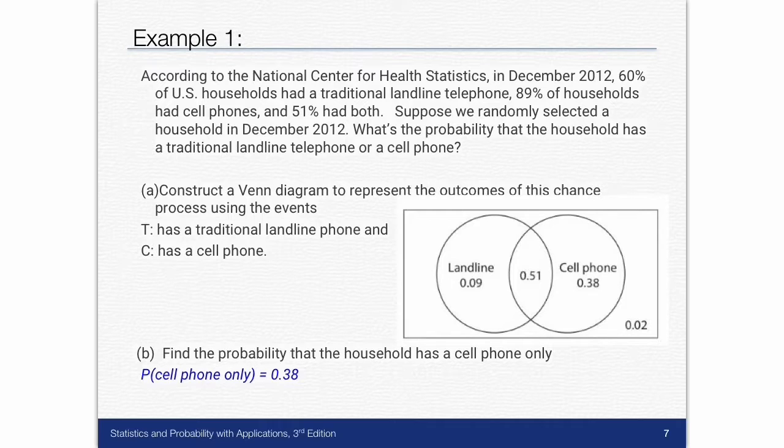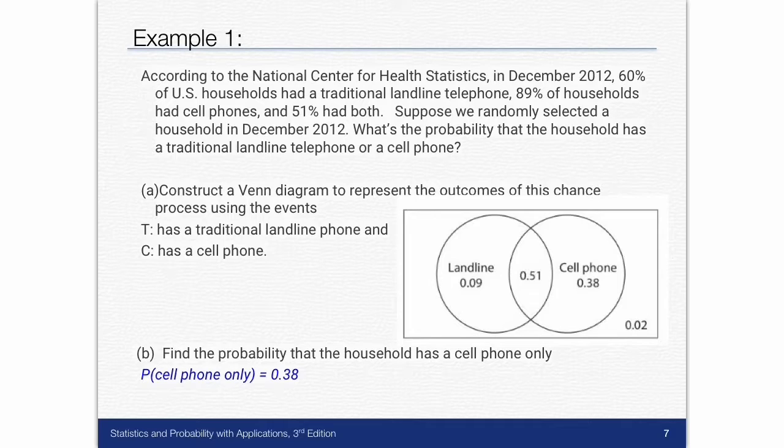A. Construct a Venn diagram to represent the outcomes of this chance process using these events. T has a traditional landline, and C has a cell phone. So we have two circles, we've labeled our two circles, and then we take our information from the stem of the problem and figure it out.